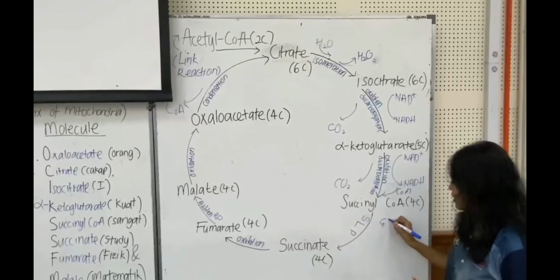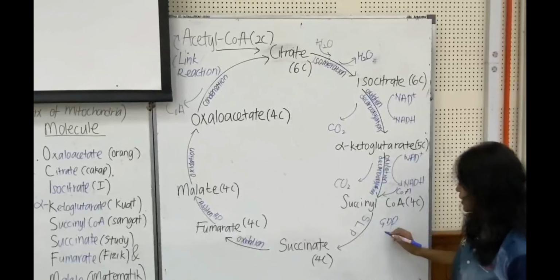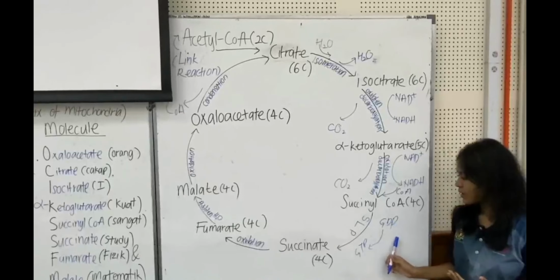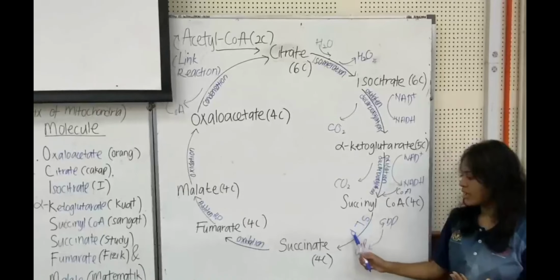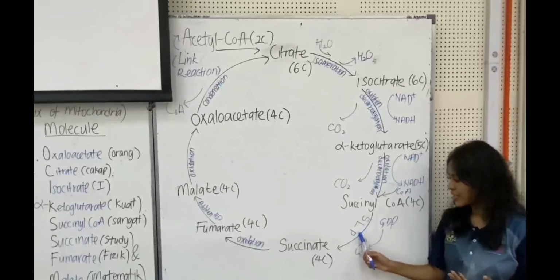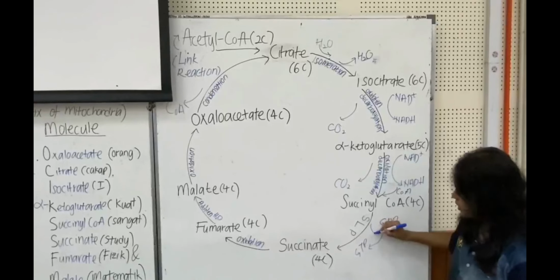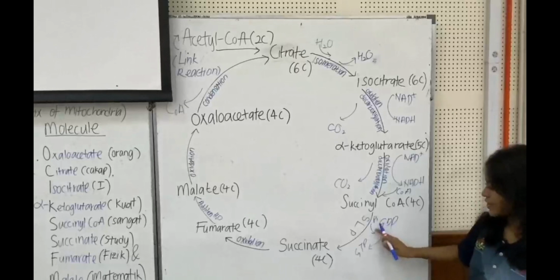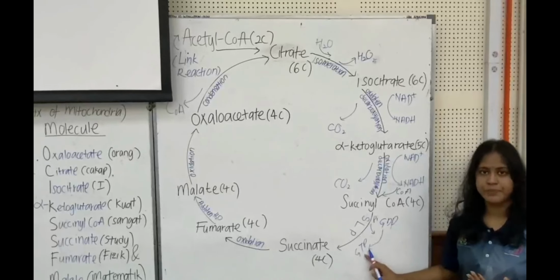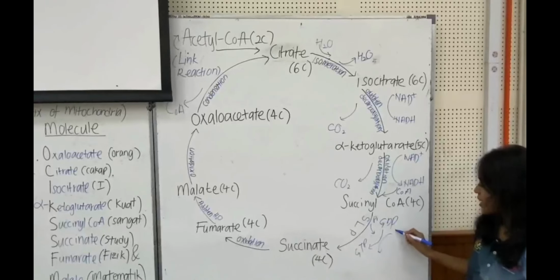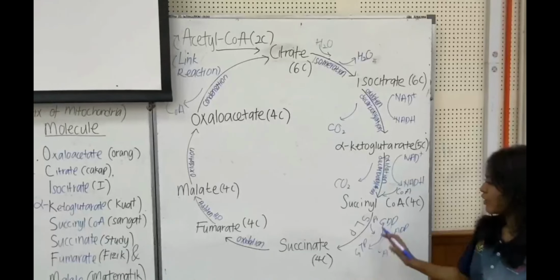It would be GDP. So GDP will be formed to GTP, and what happens? It receives an organic phosphate from the substrate level phosphorylation. So GDP will turn into GTP. Now you can form ATP. Okay? So your ATP will be formed, where ADP turns into ATP. And now you can get succinate.